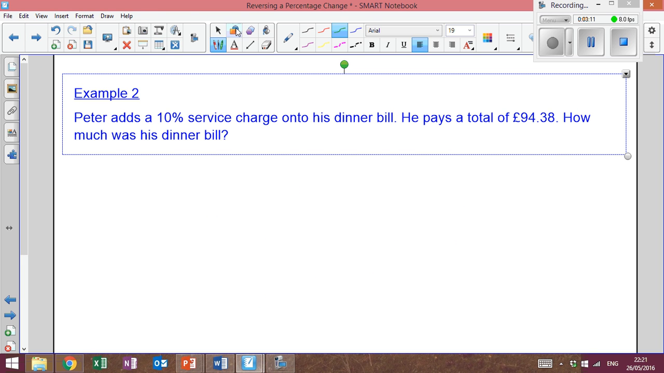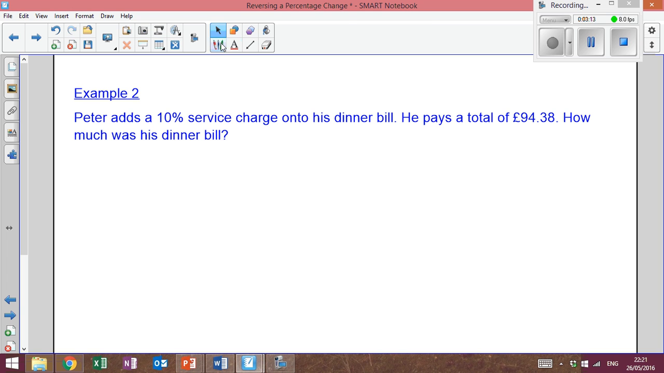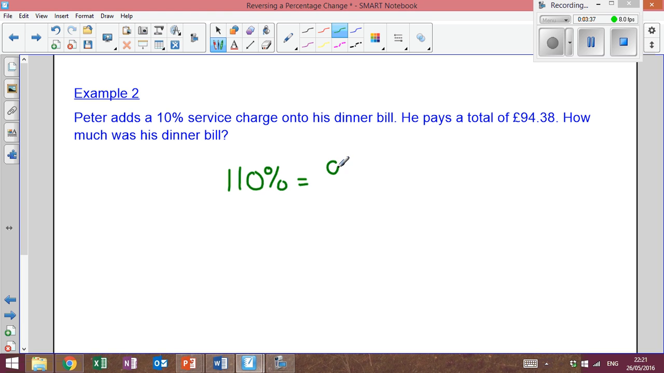Second example. Peter adds a 10% service charge on his dinner bill. He paid a total of £94.38. How much was his dinner bill? So again, he's added a 10% service charge on, and after that, he's paying a total of this. So this is what happened after you've added 10% on. If you add 10% on, you're at 110%, and that is what £94.38 is.